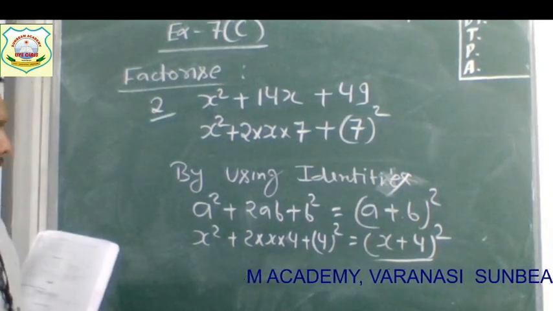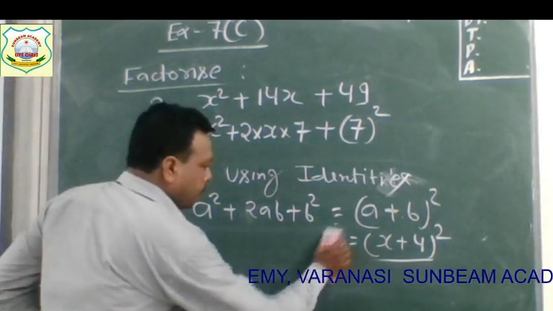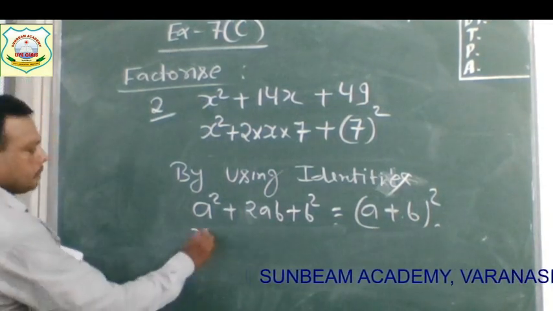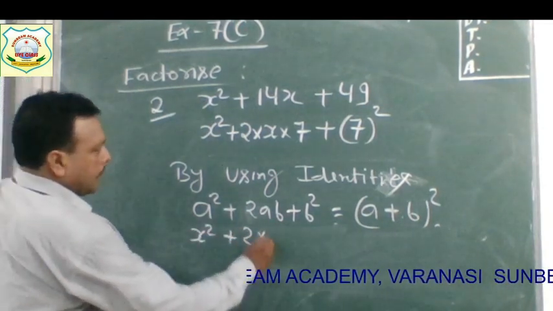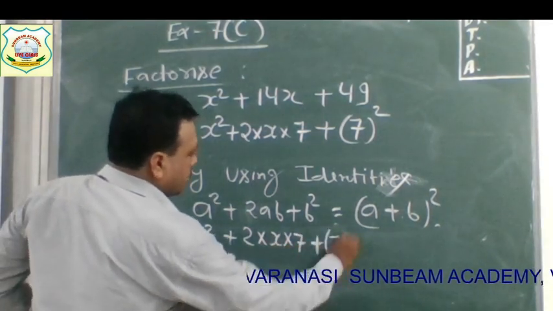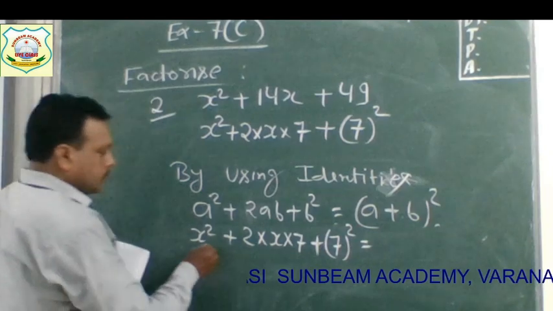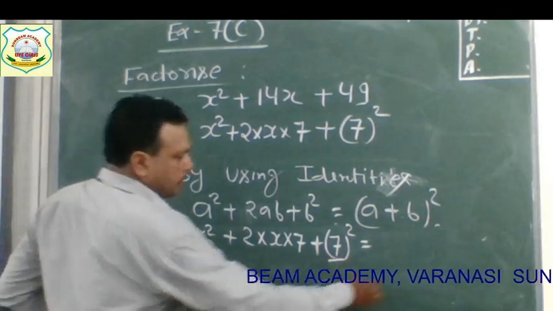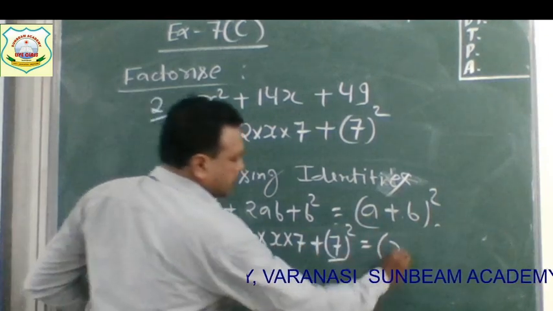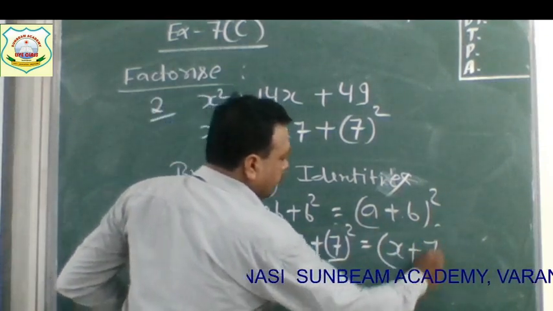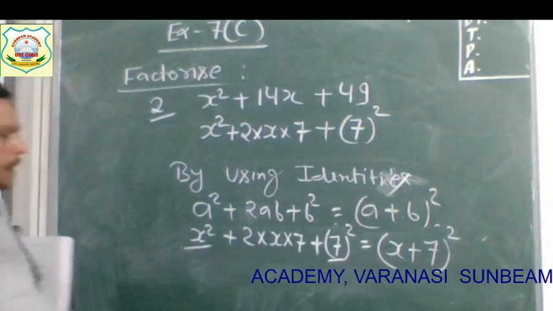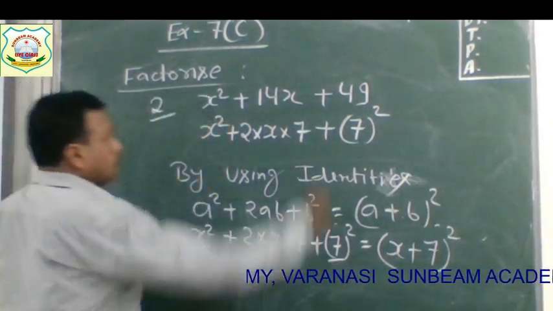So what should we write here? What format do we have? x square plus 2 into x multiply 7 plus 7 whole square. The a value is x and the b value is 7. So in place of a we write x, plus in place of b is 7. So x plus 7 whole square. If you want to check, you can also use the identity on x plus 7 whole square.